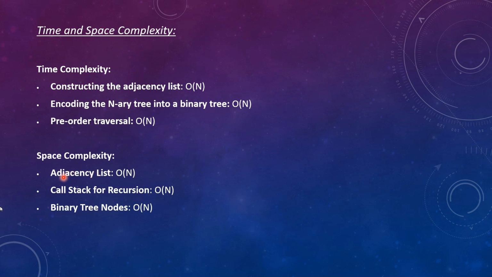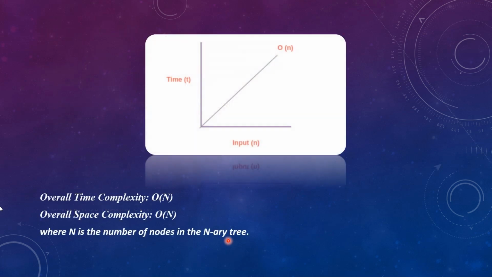Space complexity. The adjacency list for storing the N-ary tree takes O of n space. Call stack for recursion: the depth of the recursion in the worst case could be O of n, in case of a skewed tree where all the nodes are either left or right. Binary tree nodes: we allocate a binary tree node for each N-ary tree node, so the space required for the binary tree is O of n. So the overall time complexity and overall space complexity are both O of n, where n is the number of nodes in the N-ary tree.